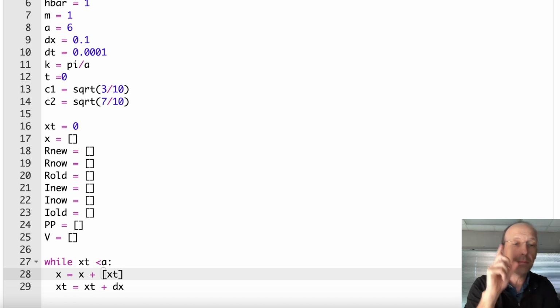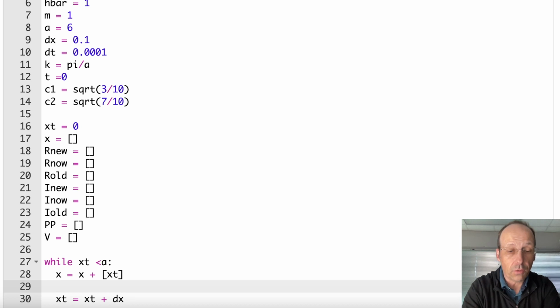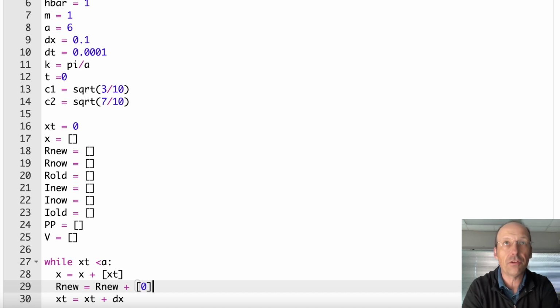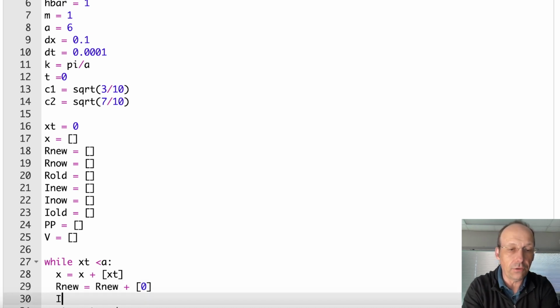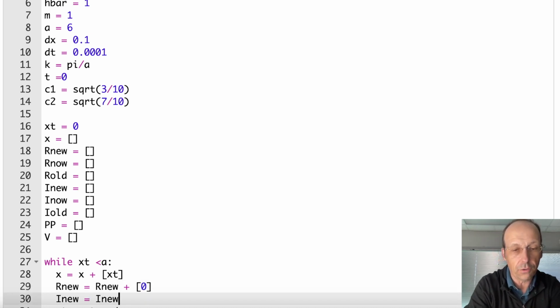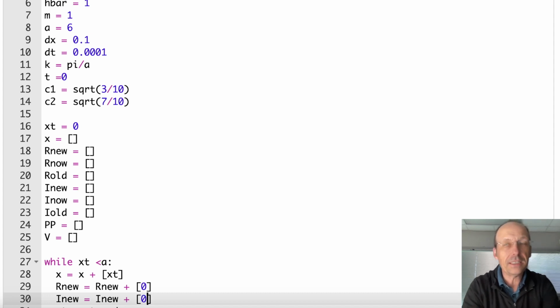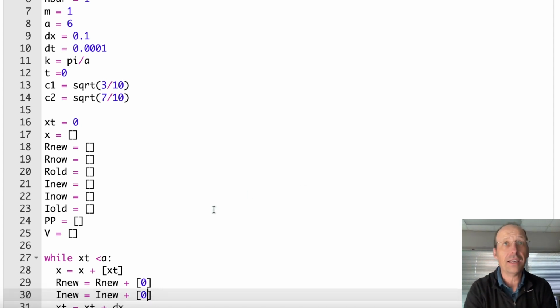Now I need to do the same thing for all my r values and my I values. Now the new values, I don't really care what they are because I don't really need them. So r new equals r new plus 0. I'm just going to add 0 to that. I'm going to add 0 to I new. I new equals I new plus 0. Because I'm going to change it, right? I'm going to calculate that right away.